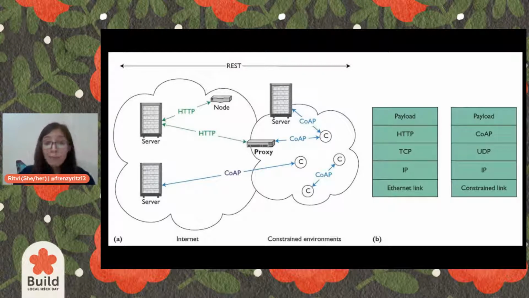So you can see that co-op is more like HTTP, and you can see how it's compared, right? So the payload, co-op, HTTP, there's the packet layer that's different, of course. Then there's the layer that it's using. This one uses TCP, this one uses UDP. They both have IP, and one's on an Ethernet link, and one uses constrained. That is a constrained environment.